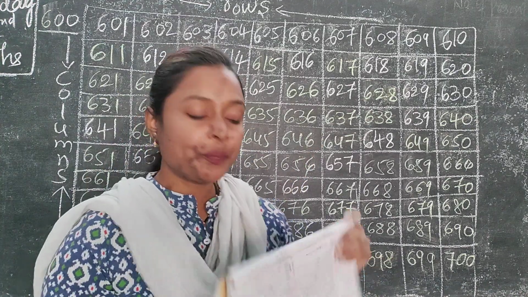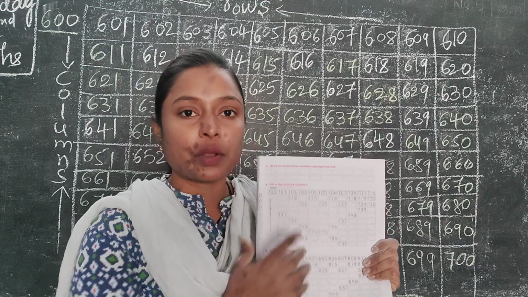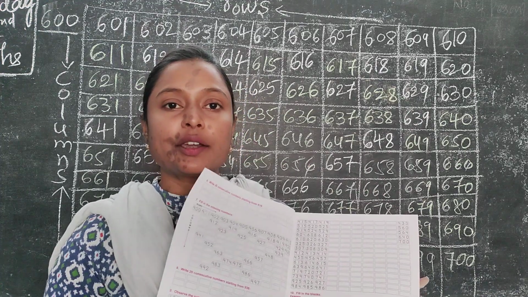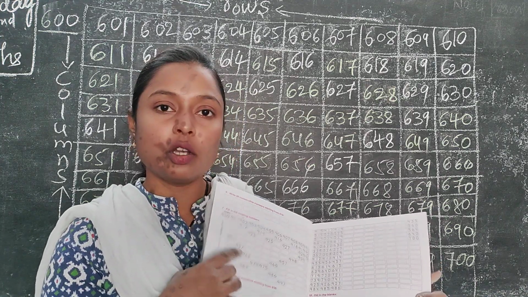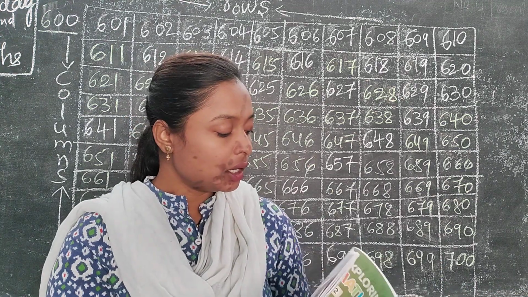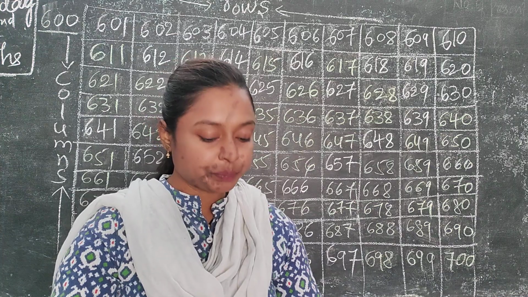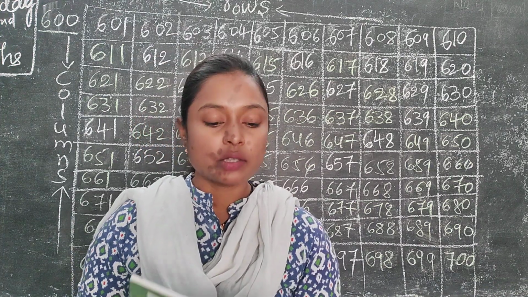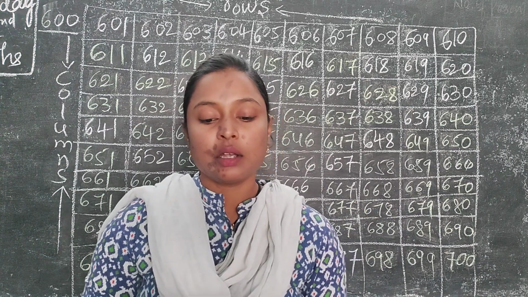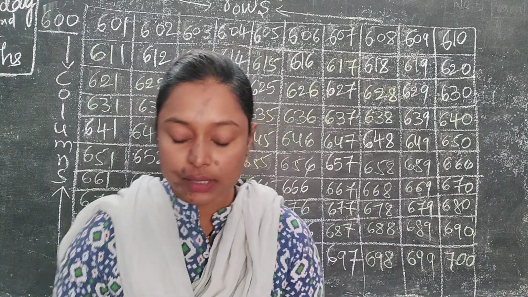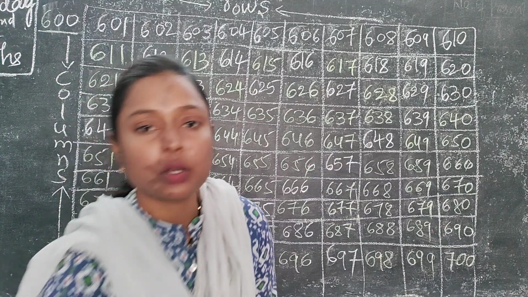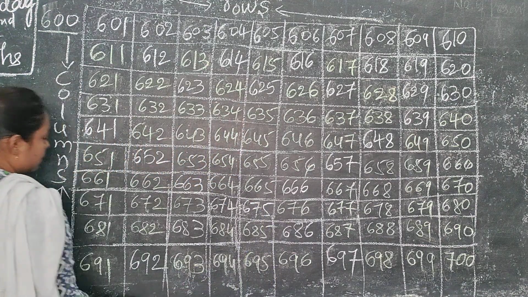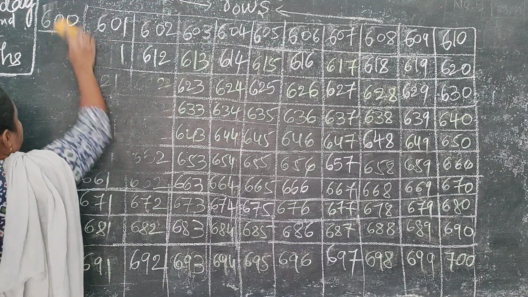So at home you have to fill all this from 700 to 800, 800 to 900 and 900 to 1000. This one all you have to fill. And here another one is last. They told to write 20 consecutive numbers starting from 639. Consecutive numbers. Okay, means continue numbers. Consecutive numbers means continue.